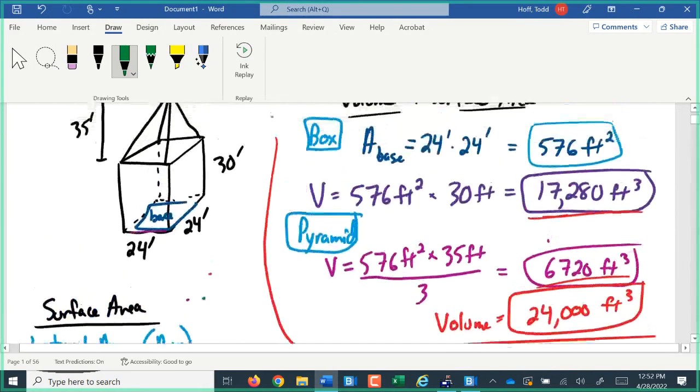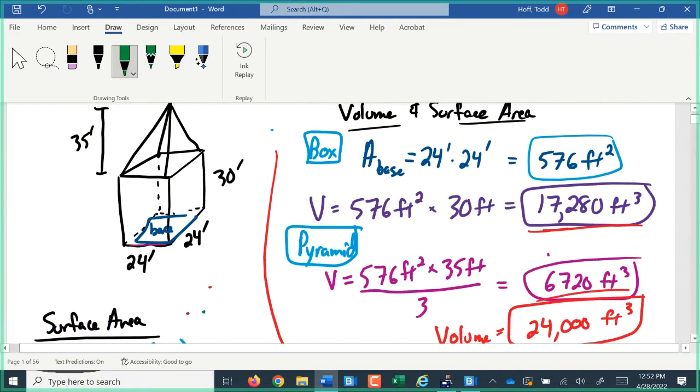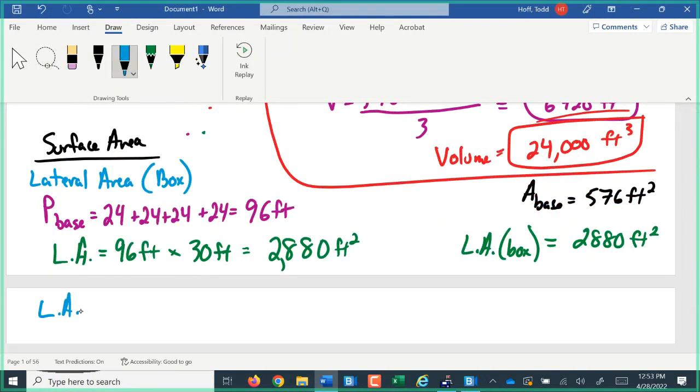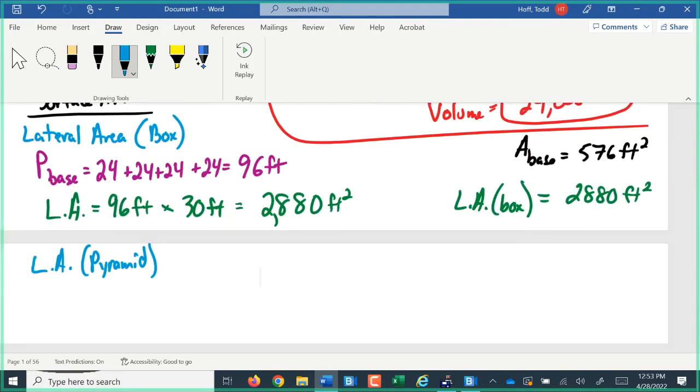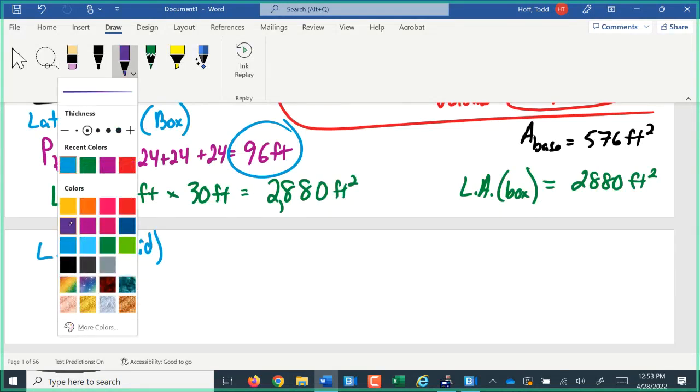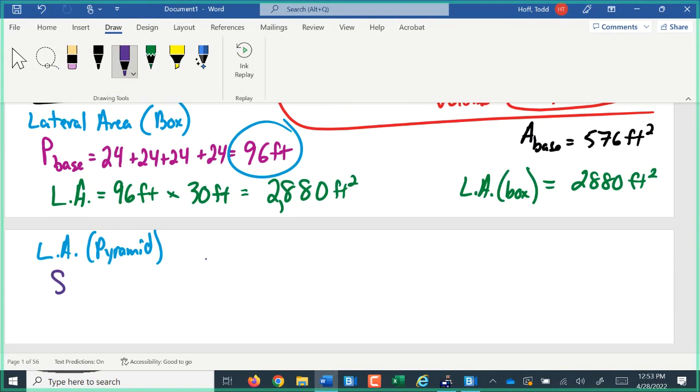For the pyramid, do I need the area of the base? No, the area of the base is covered by the box. So I don't need the base of the pyramid. It's not a surface. It's covered. So all I need is lateral area for the pyramid. I already know the perimeter of the base is 96 feet. It's the same as the perimeter of the box. But I also need to know the slant.